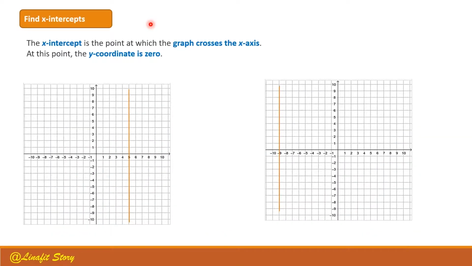Find x-intercept. The x-intercept is the point at which the graph crosses the x-axis. At this point, the y-coordinate is 0. So for example, this graph crosses the x-axis at (5, 0). So the x-intercept is 5. And this one, the graph crosses the x-axis at (-9, 0). So the x-intercept is -9.